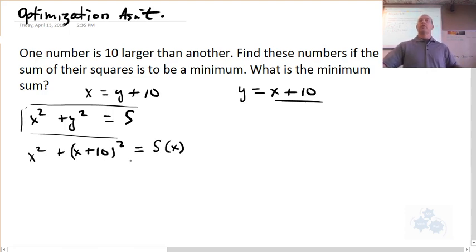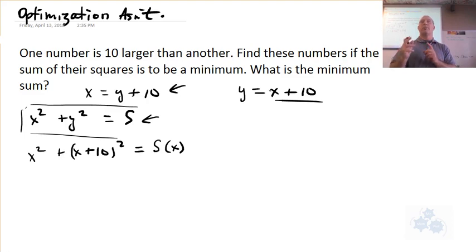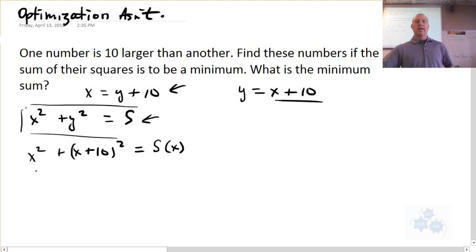Okay? So you need to get two equations into one. The two equations would be here's one and here's another one. So we've got an equation for the quantity that we're trying to optimize, all in terms of only one variable. Great. Now we need to take the derivative of this.